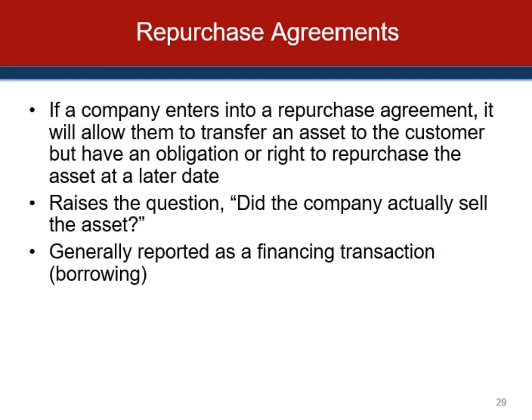So that's an example of a repurchase agreement. The repurchase agreement allows them to transfer an asset to a customer, but they have an obligation or right to repurchase the asset at a later date. In these situations, the question is whether the asset is the vendor's asset or the customer's asset. Generally, companies report these transactions as a financing or borrowing against the value of the asset. If the company has the obligation or right to repurchase the asset for an amount greater than or equal to its selling price, then the transaction is a financing transaction by the company. So they're actually borrowing money on the basis of the security of the assets transferred.